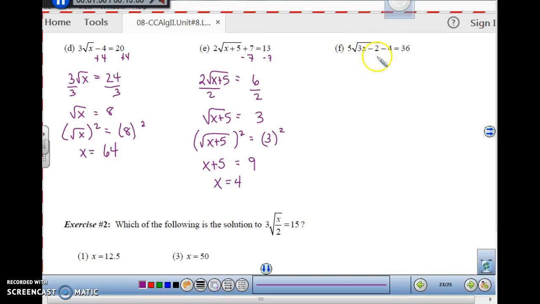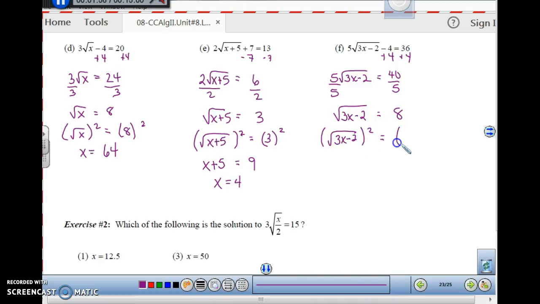Okay, last one of these. You want to get the square root by itself, so we have to move the 4. Add the 4. 5 times the square root of 3x minus 2 is equal to 40. Get rid of the 5, divide by 5. The square root of 3x minus 2 is equal to 8. Now, to get rid of the square root, we have to square both sides. The square cancels out the square root. You get 3x minus 2 is equal to 64. Add the 2.